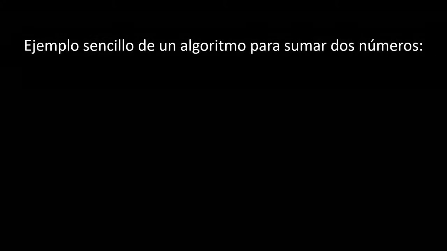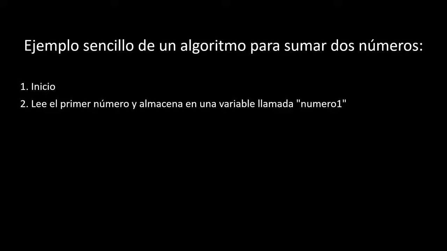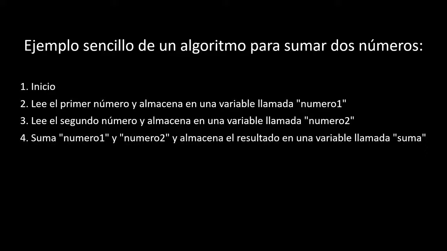Let's look at this simple example of an algorithm to add two numbers. 1. Start. 2. Read the first number and store it in a variable called number1. 3. Read the second number and store it in a variable called number2. 4. Add number1 and number2 and store the result in a variable called sum. 5. Display the sum value on the screen. 6. End. Using the same simple algorithm example, let's create a flowchart.